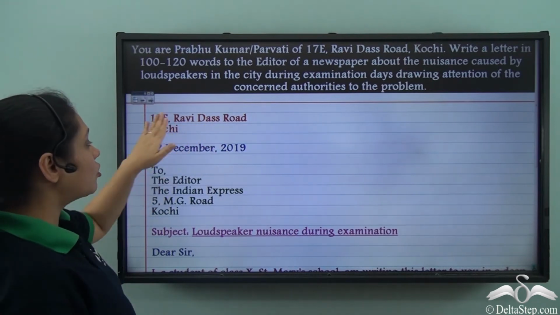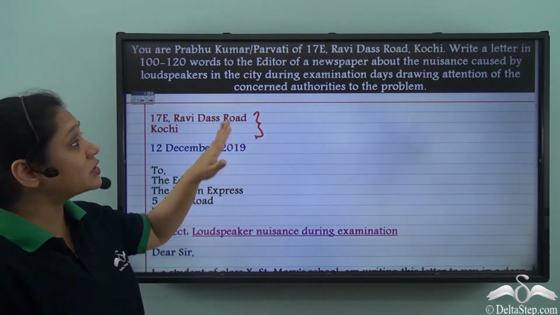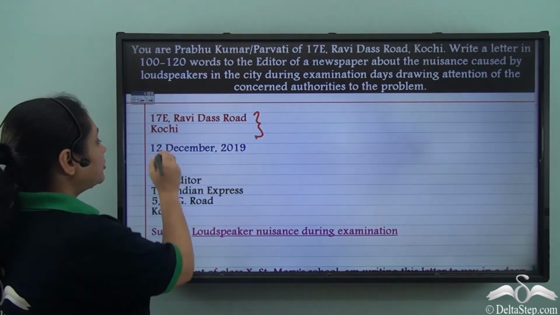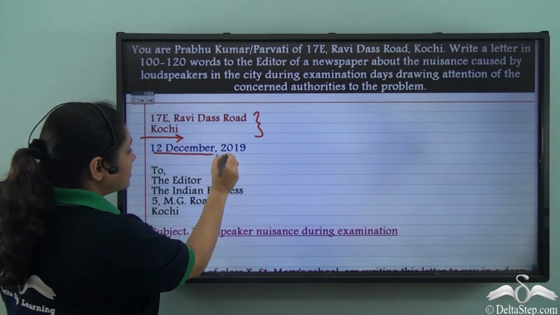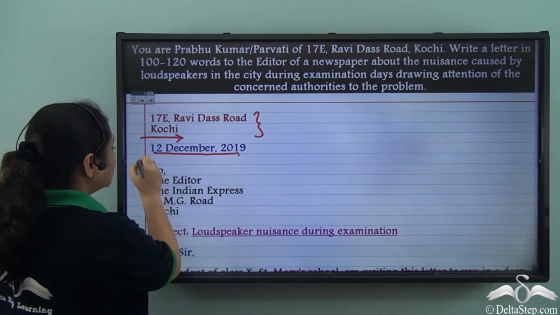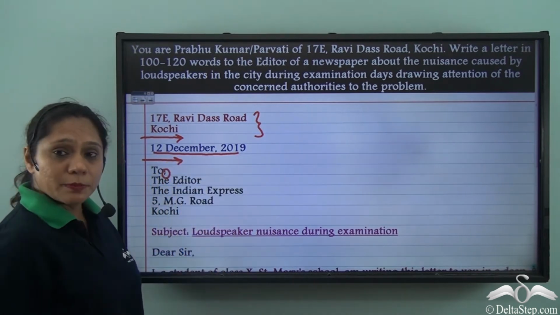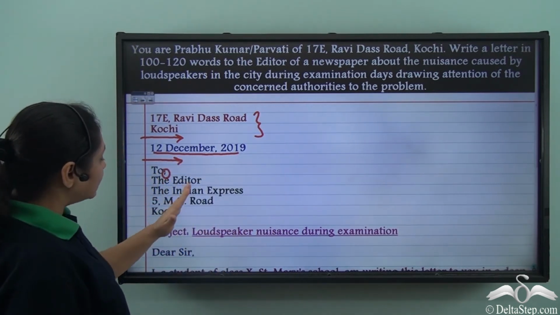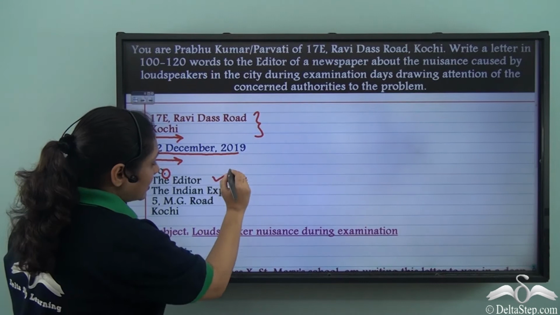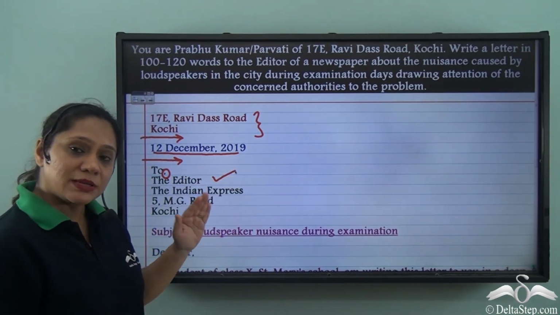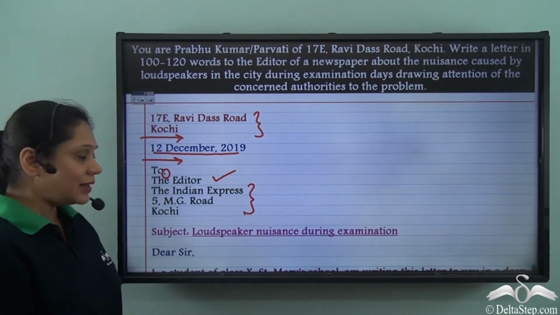17E Ravidas Road, Kochi. So this is the address of the person writing the letter. It is already given in the question. After the address, we leave a blank line and then we write the date. After writing the date, we leave a blank line, then write to followed by a comma. Then the editor, the Indian Express, 5 MG Road, Kochi. So this is the designation of the person to whom the letter is being written, followed by the address of the receiver of the letter.